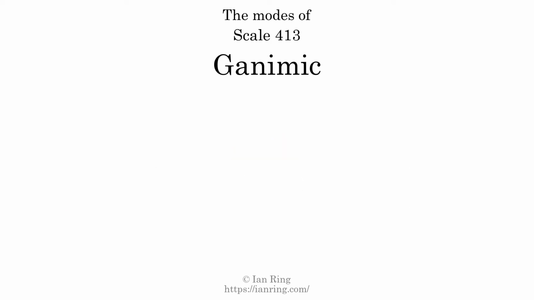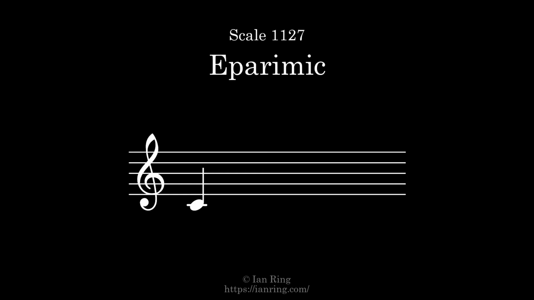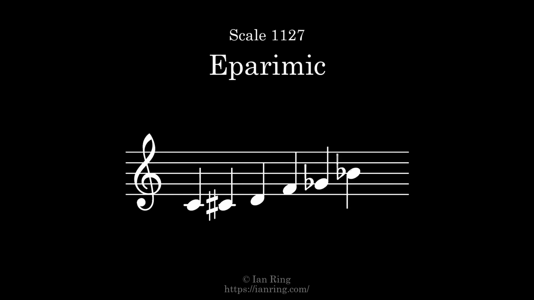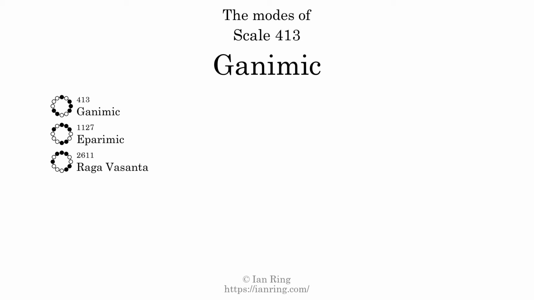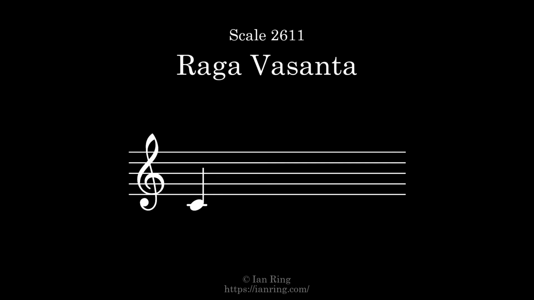This scale has 6 modes. The first mode is itself. The second mode is scale 1127, also known as epirhythmic. It sounds like this. The third mode is scale 2611, also known as raga vasanta. It sounds like this.